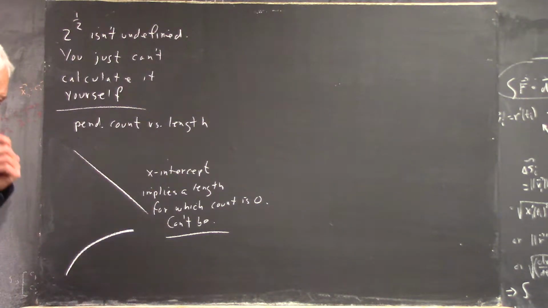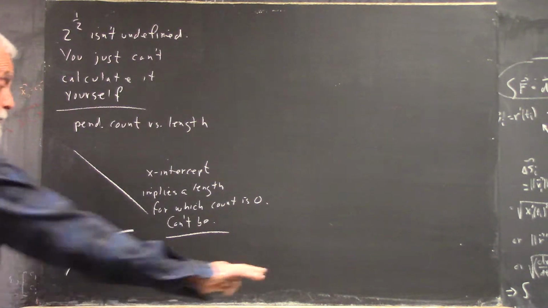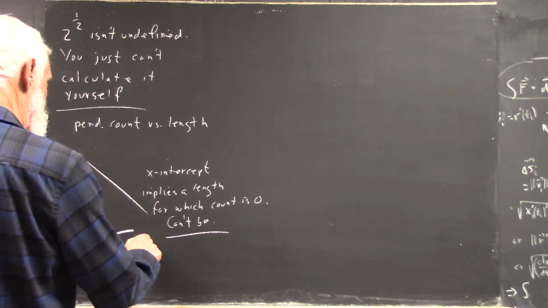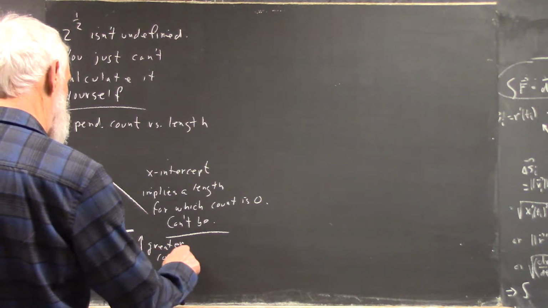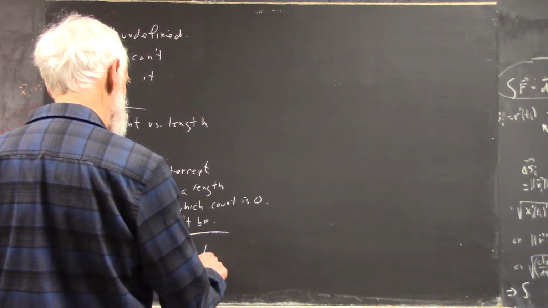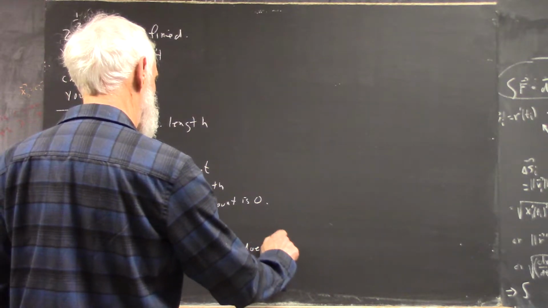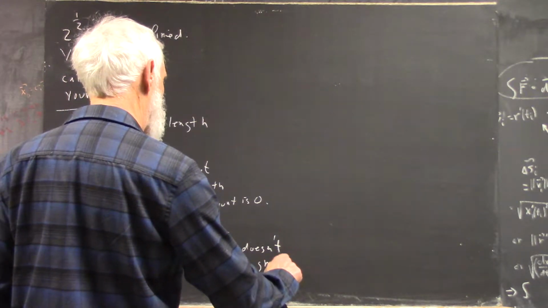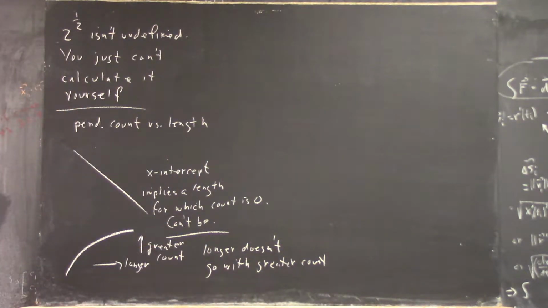Okay? So, longer would be in this direction, right? And greater count would be in this direction. Well, longer doesn't go with a greater count. So the graph can't look like this, right? That doesn't match reality.